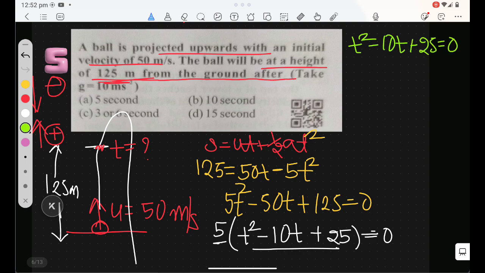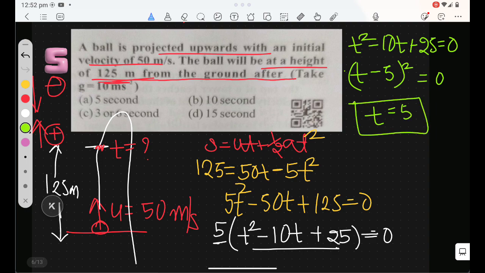Think of two numbers whose product is going to be 25 and their sum is going to be 10. That is 5 plus 5, 5 times 5. So t minus 5 whole square is going to be 0, so t is going to be 5 seconds. So 3 or 6 seconds is not the answer, 5 seconds is the correct answer.